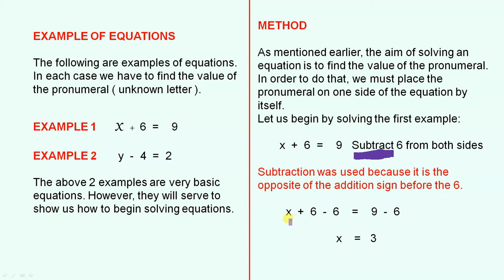So x plus 6, that's the original part of the equation. There's our subtraction. So you can see we've done the same thing to each side. The equation remains balanced. Plus 6 and minus 6 cancel each other, which leaves us with x. 9 minus 6 is 3. And we've solved the equation.